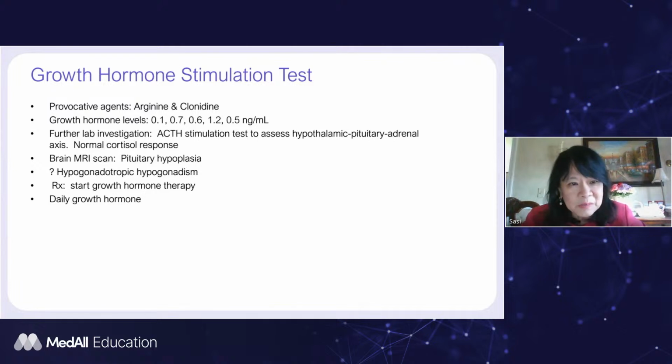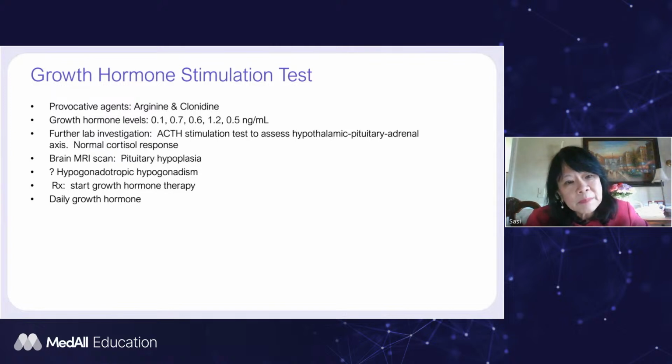And then we obtained brain MRI scan, and we found that he had pituitary hypoplasia, and that's one of the causes of growth hormone deficiency, a genetic cause. He's born with pituitary hypoplasia.